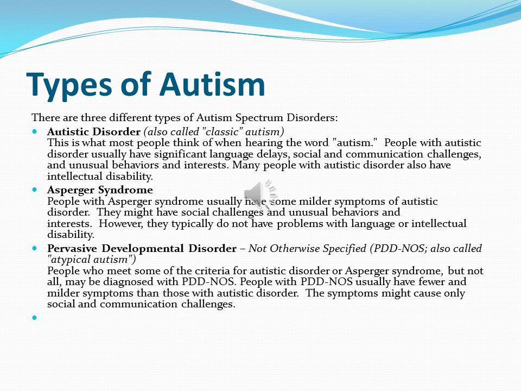There are 3 different types of autism spectrum disorders. Autistic disorder. This is what most people think of when hearing the word autism. People with autistic disorder usually have significant language delays, social and communication challenges, and unusual behaviors and interests. Many people with autistic disorder also have intellectual disability.